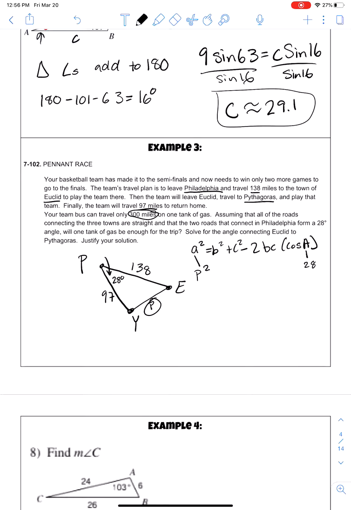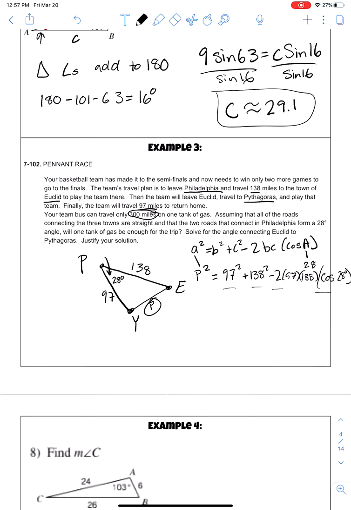So we're going to call it P squared equals our two length measures we know are sides, 97 squared, plus 138 squared, minus 2 times those two values again, 97 and 138, times the cosine of angle A, which is 28 degrees. Again, make sure that your calculator is in degrees, and then you can basically just enter this as one long problem into your graphing calculator.